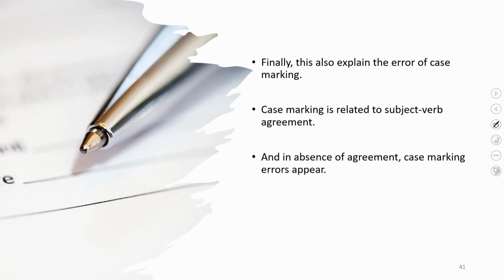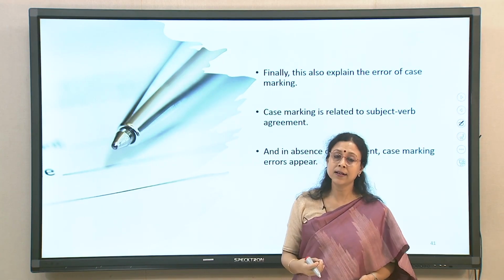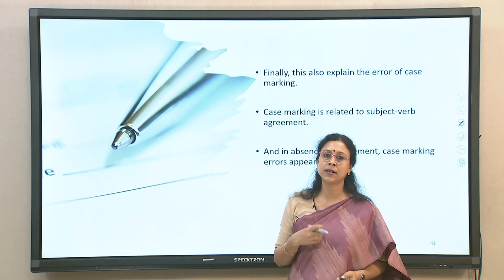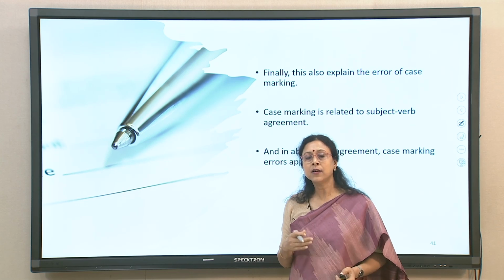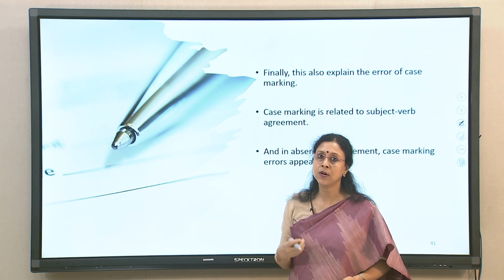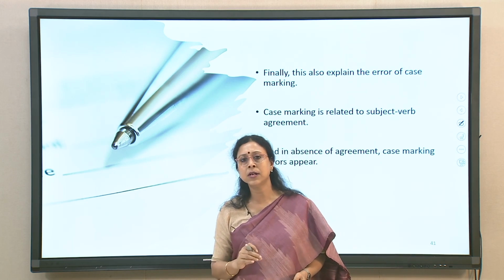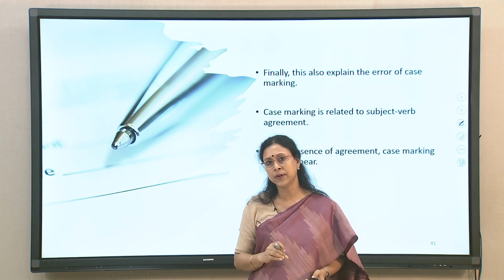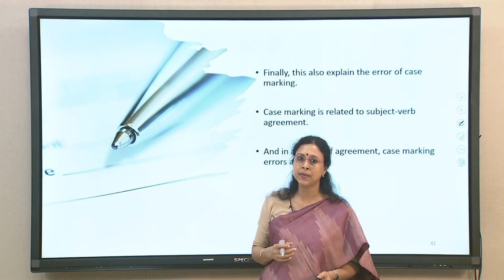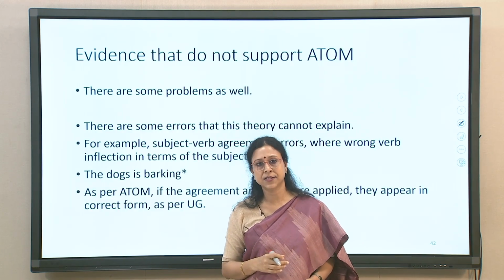Finally, this also explains the error of case marking. This is a slightly roundabout way of explaining, but they have explained it this way: case markings are connected to the subject verb agreement. Now, if agreement marking is missing or agreement marking errors are still there in the child's particular developmental stage, then automatically case marking errors will also appear. So, this theory seems to take into account the bigger problems of children using inflection in the very beginning, in the initial stages.